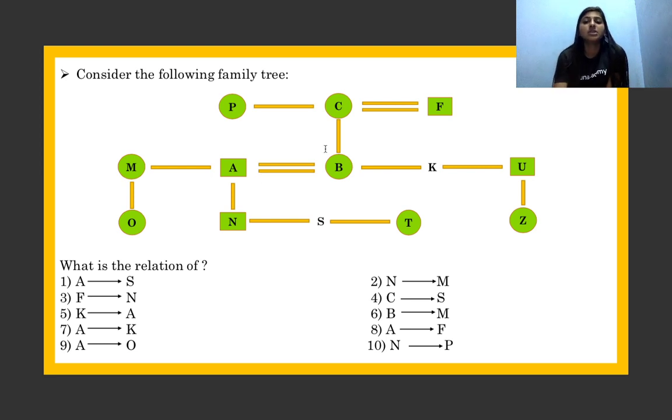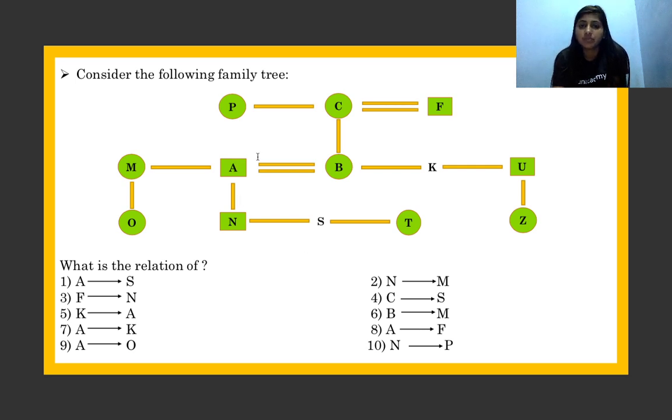Next, B to M. So B is here, M is here. So it will be sister-in-law both ways. Husband's sister is sister-in-law and brother's wife is also sister-in-law. Then A to K we have already done here in the fifth one. A to F.